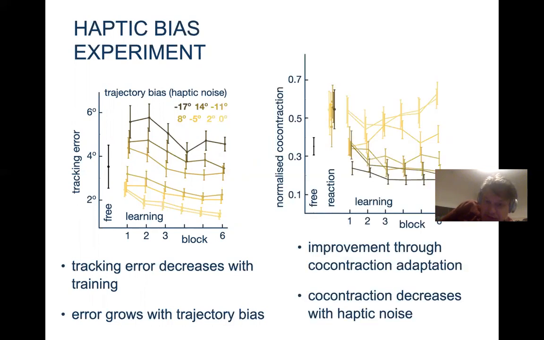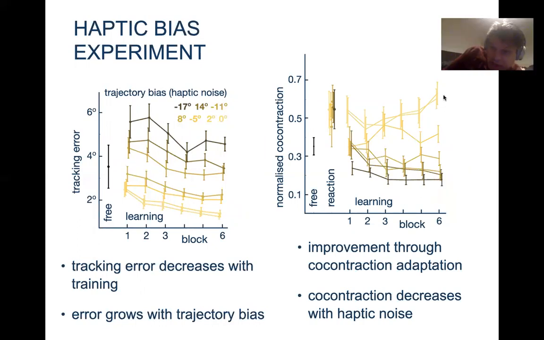The co-contraction, when you introduce a bias, is at first all at the same level, it's higher co-contraction. After, in the trials, you have adaptation so that with small bias, you have high co-contraction, and with large bias, you have very small co-contraction, right? So here, the brain would like to use haptic guidance to be more accurate. And here, the brain wants to filter the noise to not inject this bias into the system.